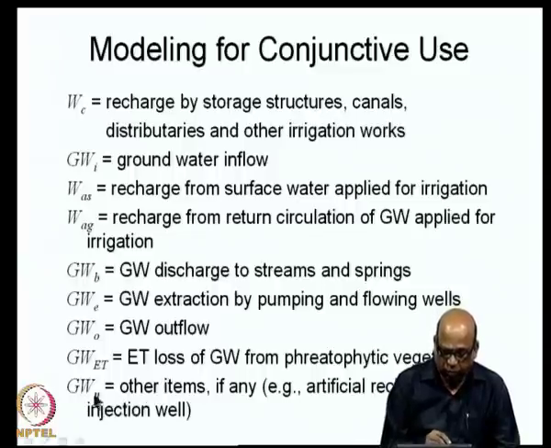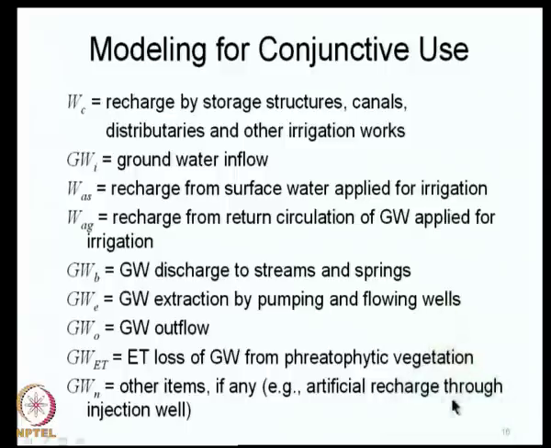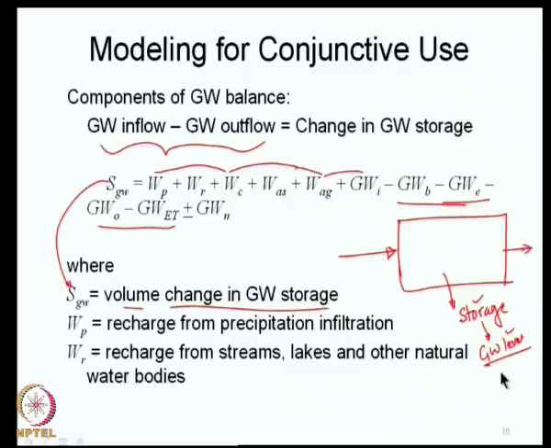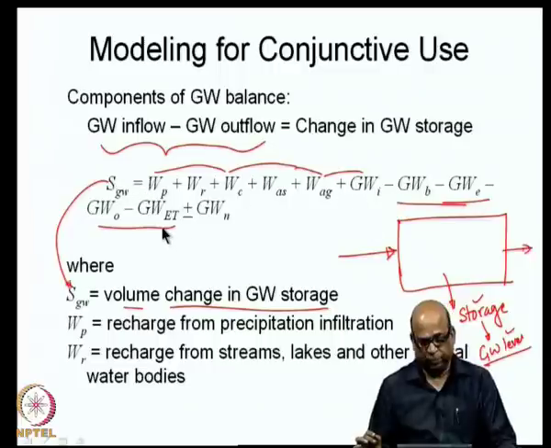Then you may have other terms included depending on the situation. For example, you may have artificial recharge through injection well. Directly it may be recharging into the groundwater, in which case it becomes a positive term. So, like this you identify various terms in the groundwater balance. This is simply the net change in the storage is equal to what has been input minus what has been taken out, that is all.